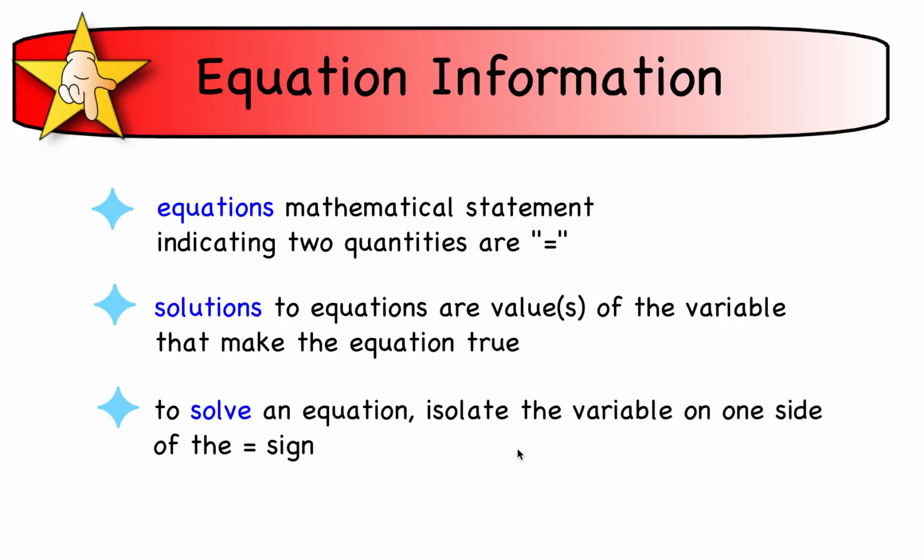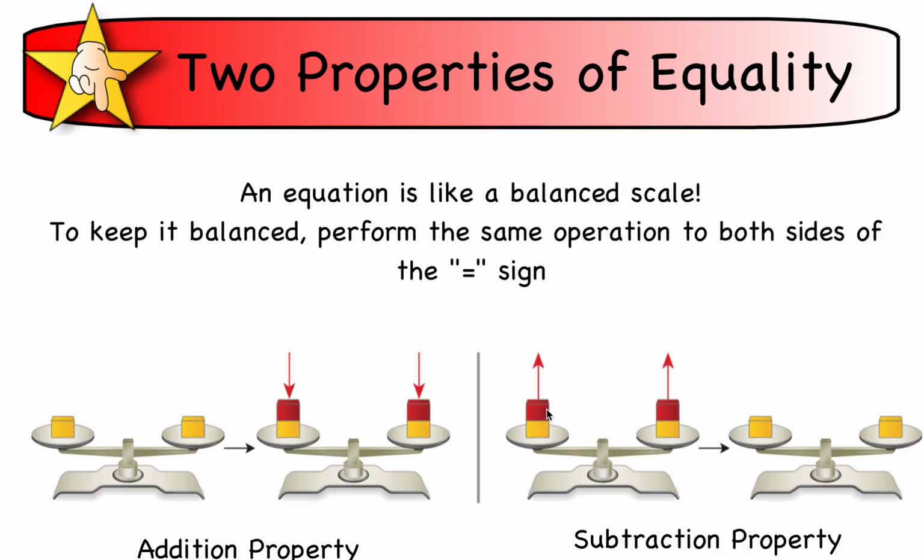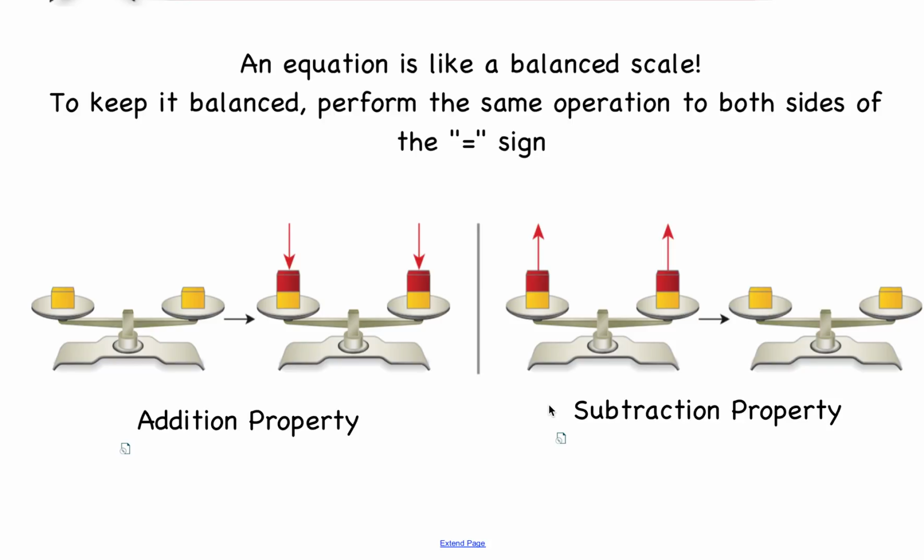To solve an equation, we need to isolate the variable on one side of the equal sign. So that means to get the variable alone and all the other stuff on the other side. The two properties of equality that we will be dealing with are the addition property and the subtraction property.